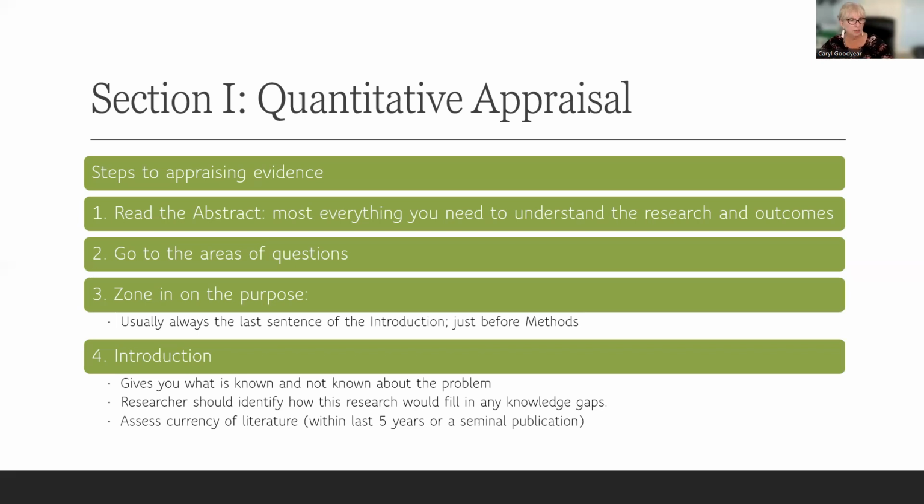The introduction then gives you what is known and not known about the problem. The researchers should identify why this study really matters and what kind of gap it's going to close. You also want to assess the currency of the literature. Is it within the last 5 years, or is there some seminal publication or study that they note in that introduction?